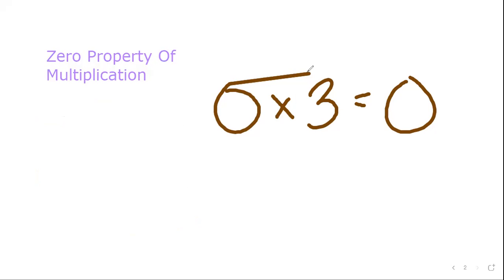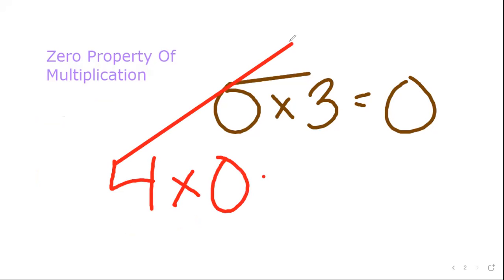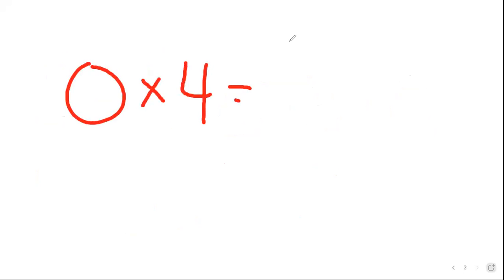If I have the equation 4 times 0, my product is going to be 0 because I'm multiplying it by 0. Anytime you see a multiplication problem and one of the factors in it is 0, your answer is always going to be 0. Let's practice. 0 times 4. What's my answer?